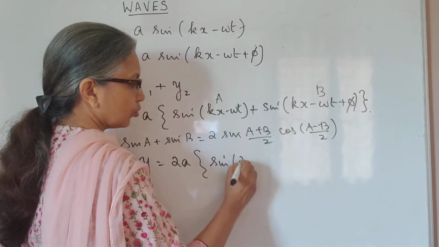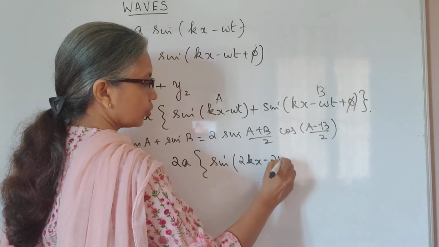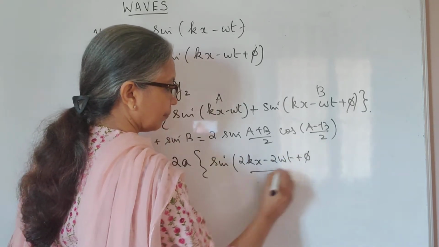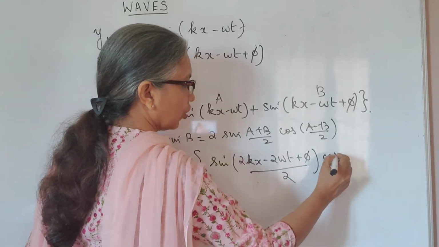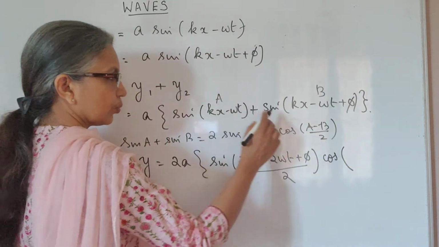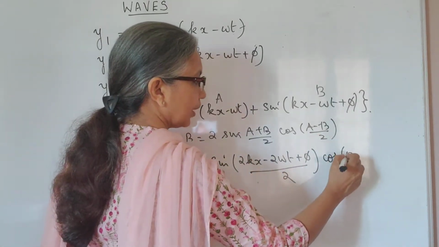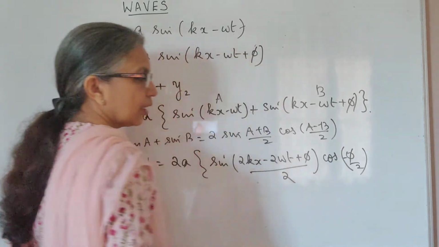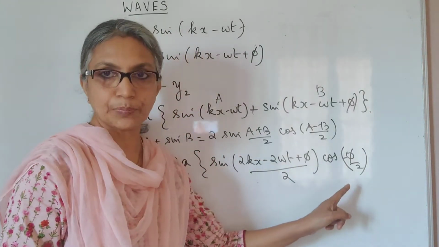Adding these two, we have 2kx minus 2 omega t plus phi by 2, and for cos, we have subtraction. So we have simply minus phi by 2. This term is not dependent on time.